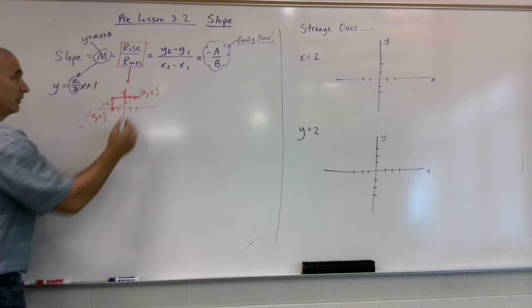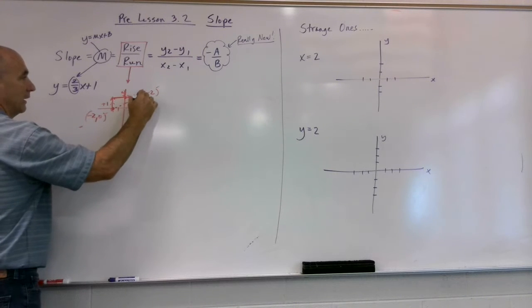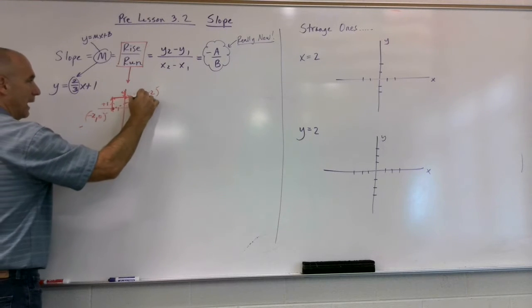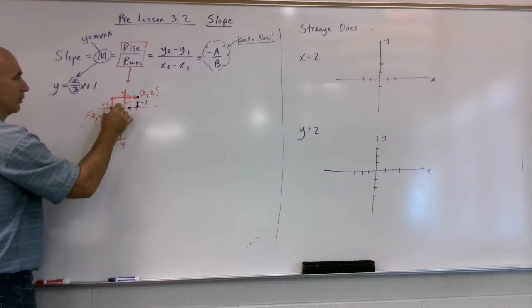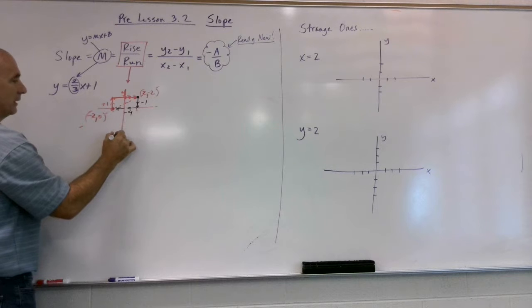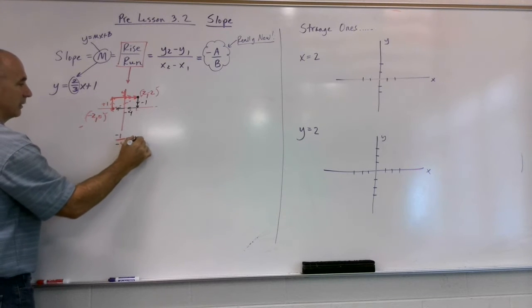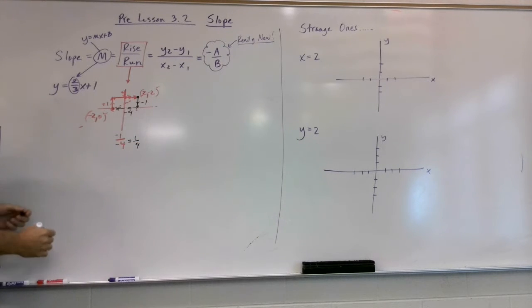Now, I said I could start at the other point, so let me demonstrate. If I started here trying to get here, I would go down 1, so that's -1, and then I would go left 4, so it would be -1 over -4, I'd still get +1/4. All right, there you go.